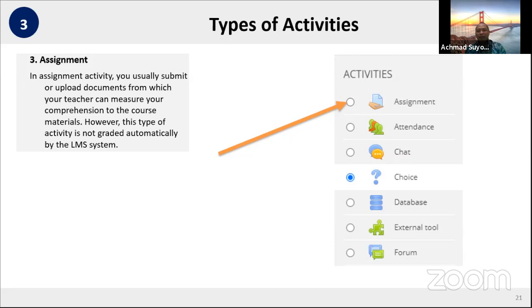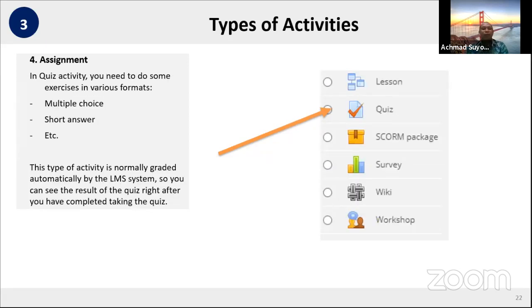And the key difference with other types of activities is that it is not automatically graded by the system. Okay, for instance, you submit a report, then your teacher will download it or maybe will read it online and will grade your submission manually. Okay, it is different to quiz activity. Quiz activity is graded automatically by the system.